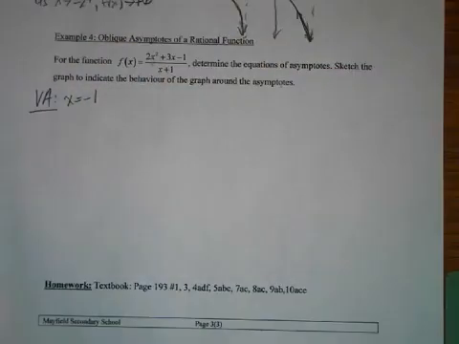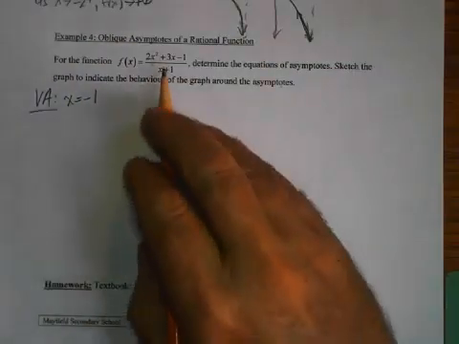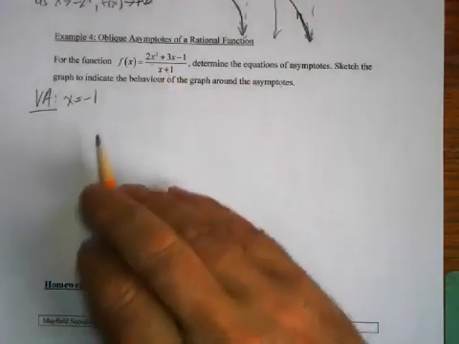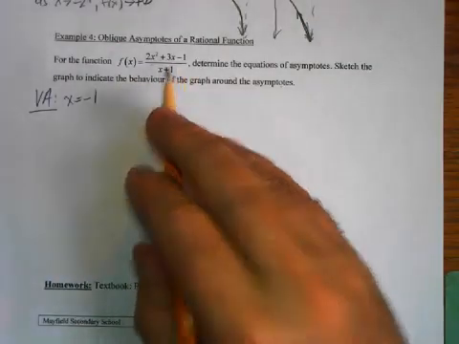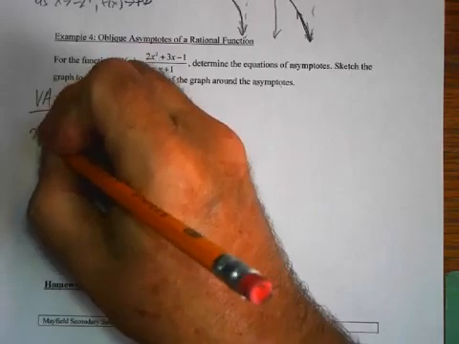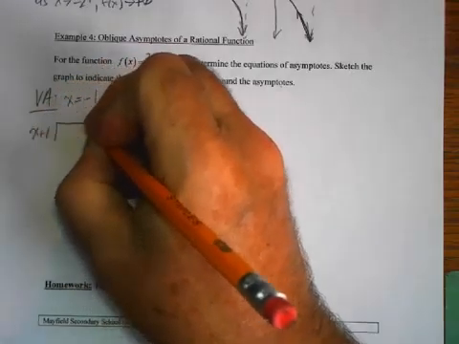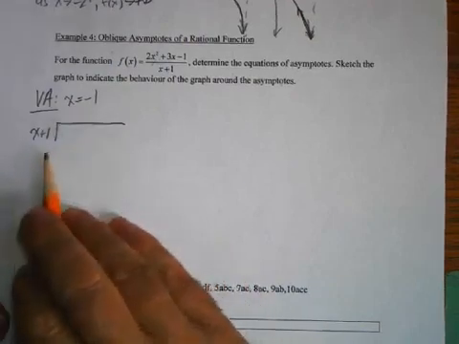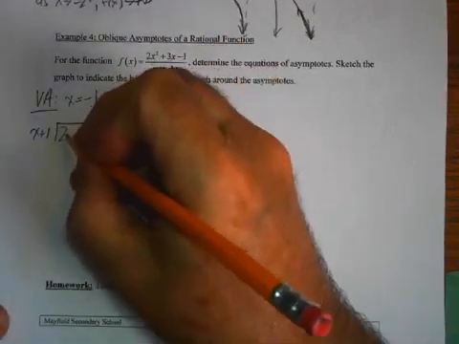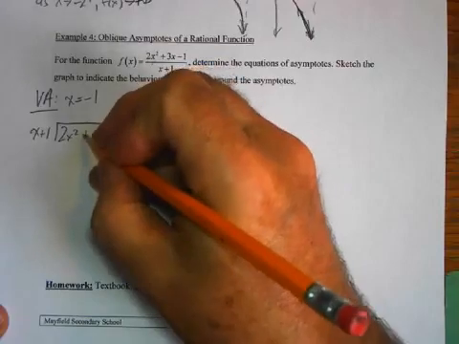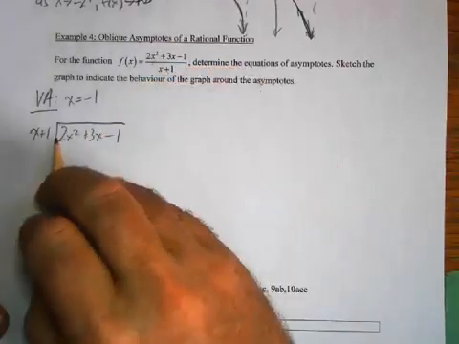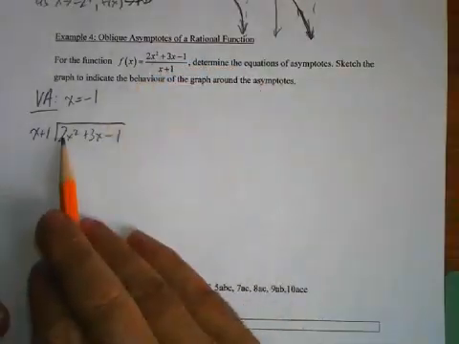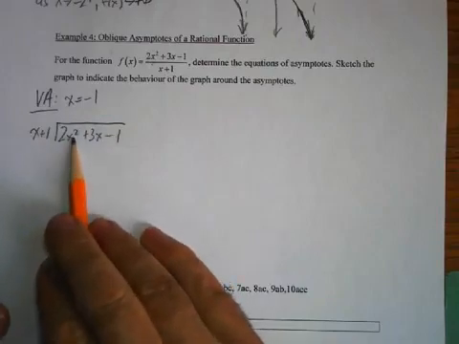Okay, now if you remember how to do this, you can either use synthetic division or long division. I'll do the long division just as a reminder. So there's your division line here. It's 2x squared plus 3x minus 1 divided by x plus 1. Just a reminder, you have to have a placeholder for every degree of the equation.